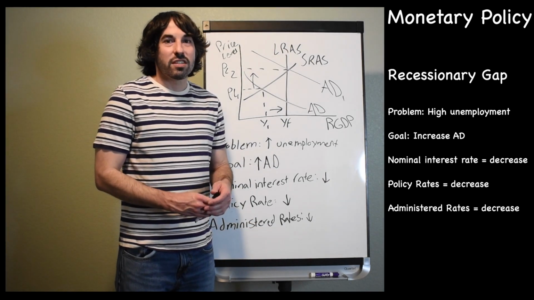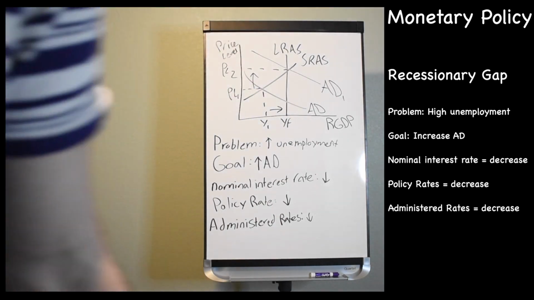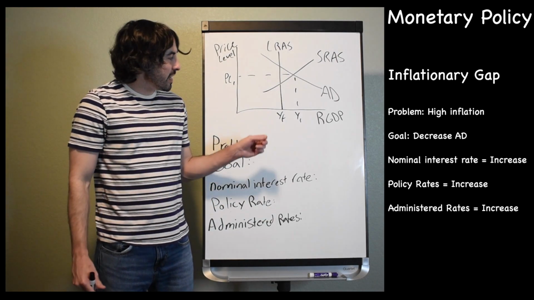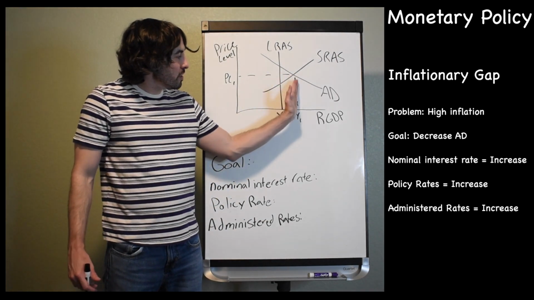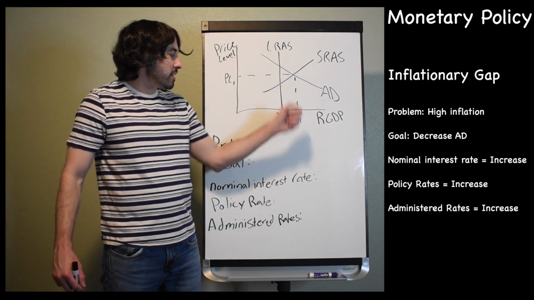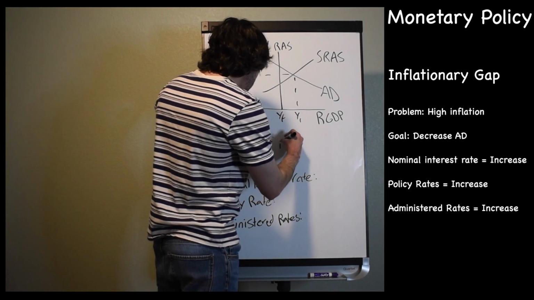Next, let's look at how we would fix an inflationary gap. I got erased, but I got it hurt. Now we're going to look at fixing an inflationary gap. Remember, in an inflationary gap, we're producing greater than our potential output. And so our unemployment rate goes below the natural rate and price levels get too high. So our issue here then is high inflation.